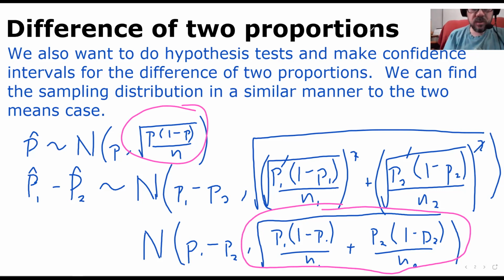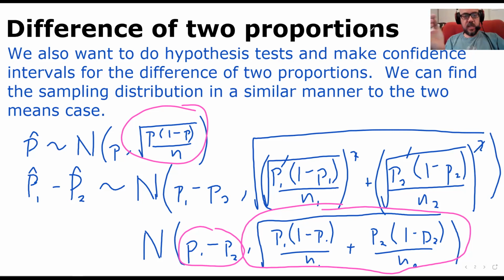Our mean is going to be this guy. It's actually not going to be this, since we're making confidence intervals. We don't have P1 or P2, right? Those are the things that we're estimating. We're just going to have hats on everything. It's going to be P1 hat minus P2 hat for the mean, and P1 hat times 1 minus P1 hat over N1, et cetera, et cetera.